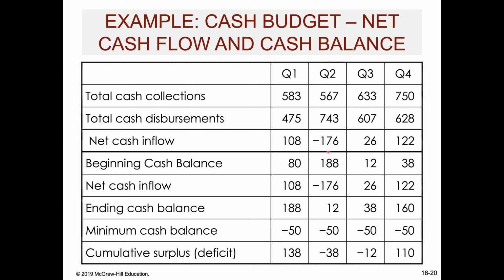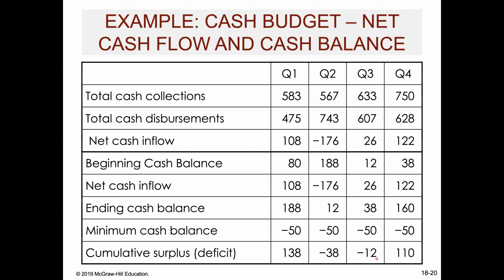It's a net cash outflow of 176 million. So as we go through this, we had an ending cash balance of 188, you'll remember. So our ending cash balance is now the beginning cash balance of Q2. Subtract the net cash outflow, which means we have a positive cash balance, but it's less than the 50 million that we require to have as a minimum cash balance. That means we're going to have to finance 38 million there. So we've got a deficit of 38 million.